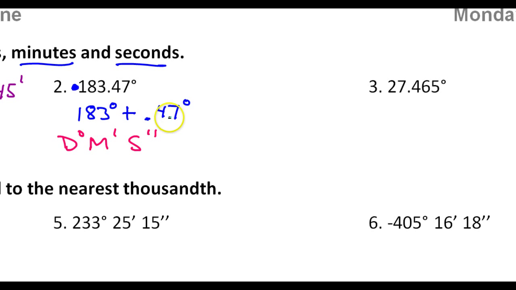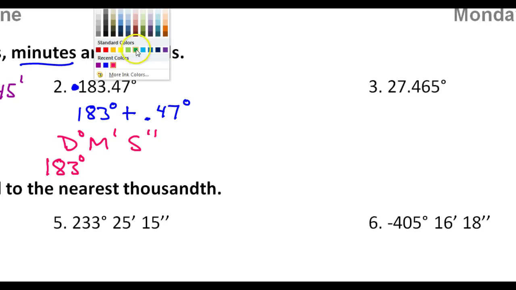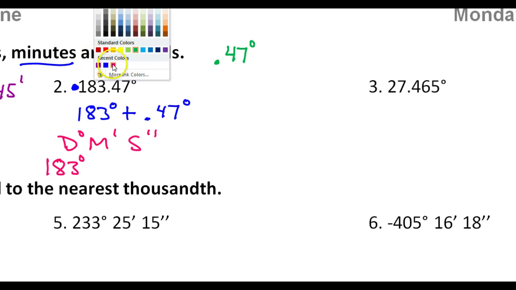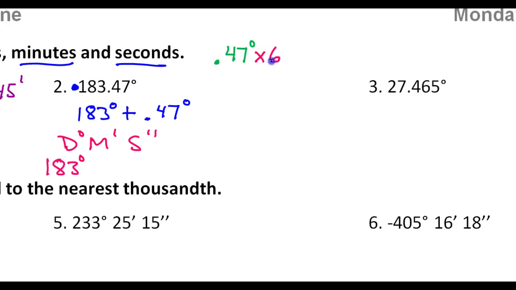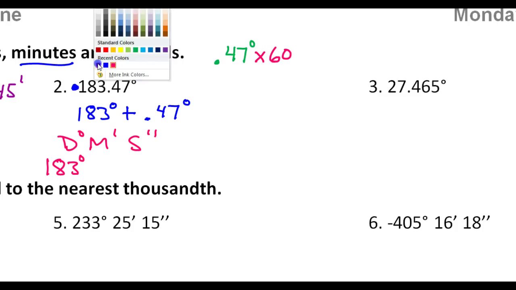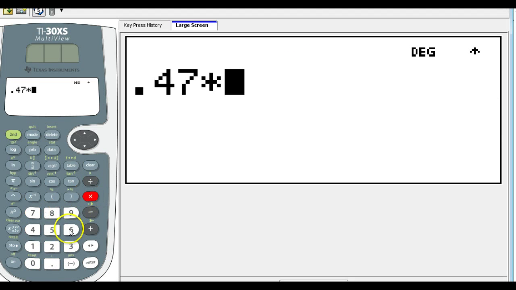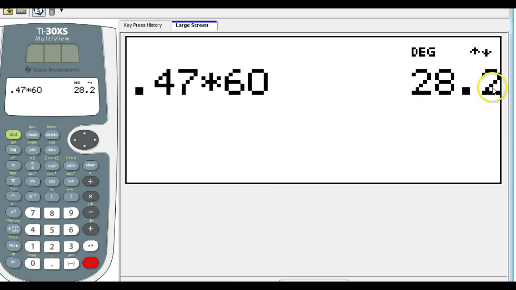So it looks like so far we have the degree part. So we have 183 degrees. Now we just need minutes and seconds. The minutes and seconds will come from the decimal portion right here. So let's take that off to the side and work on it. If I have 0.47 degrees, if I want to convert that to minutes, which is what I want next, then I am going to multiply that by 60. Okay, and if I do, that's going to give me, well, I don't know. 0.47 times 60, that's 28.2.